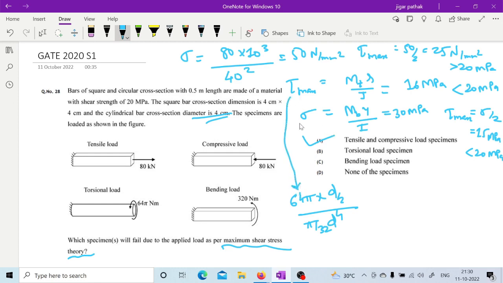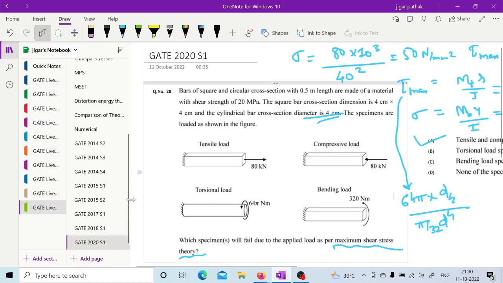Okay. And similarly here, as this is square, your I will be BD cube by 12, like that you will get. Yes, you will get it. So in short, you are getting these answers, right? Yes sir. So this is how we are done with design against static load.